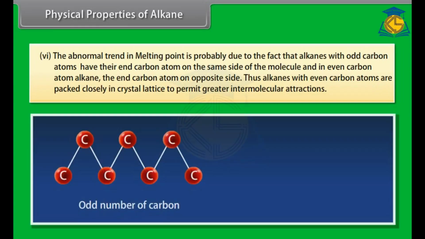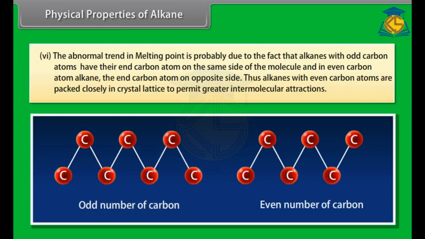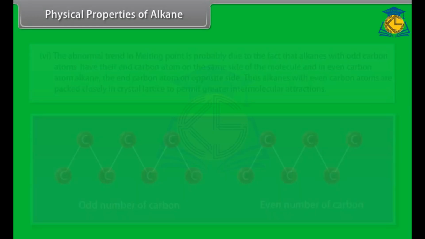Number 6. The abnormal trend in melting point is probably due to the fact that in alkanes with odd carbon atoms, the end carbon atoms are on the same side of the molecule, and in even carbon alkanes, the end carbon atoms are on opposite sides. Thus, alkanes with even carbon atoms are packed closely in the crystal lattice to permit greater intermolecular attractions.